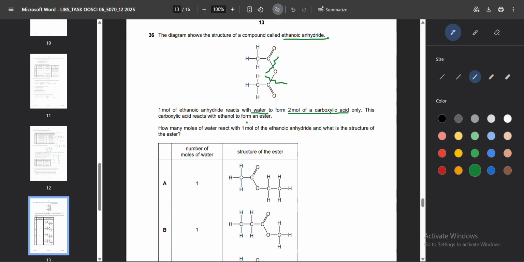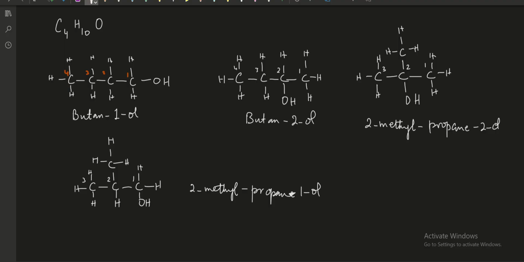First, 1 mole of ethanoic anhydride reacts with water to form 2 moles of carboxylic acid. Either this or this bond will break, and as a result you will get 2 molecules of carboxylic acid. This carboxylic acid then reacts with ethanol to form an ester. Now you have to write how many moles of water react with 1 mole of ethanoic anhydride, and what is the structure of the ester. So we have to write the reaction.